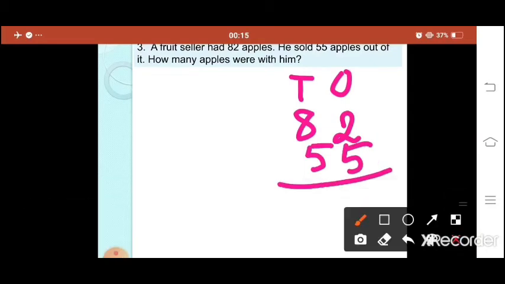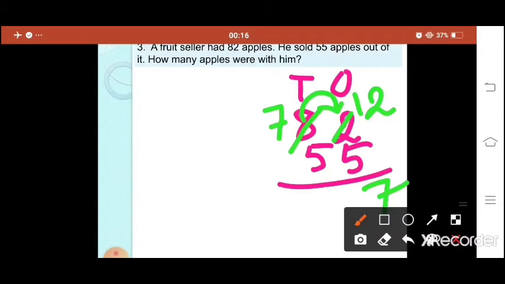Let's see. 2 is less than 5. That's why we will borrow from here. It will become 12 and this one becomes 8, as 1 ten we have taken, so 7 tens. Now 12 in the mind, 5 on the finger. Before 12 it will be 11, 10, 9, 8, 7. Then 7 in the mind, 5 on the finger. Before 7, 6, 5, 4, 3, 2. So 27 apples are left out.